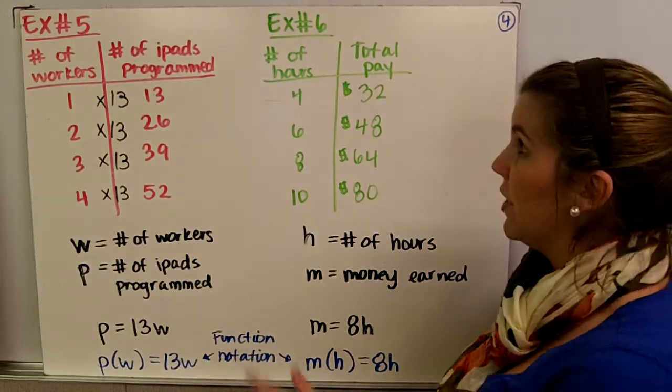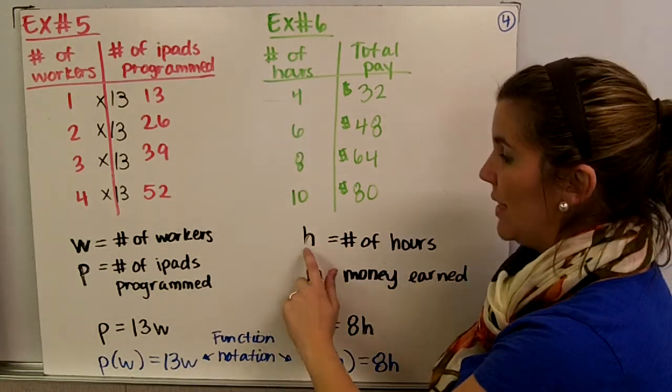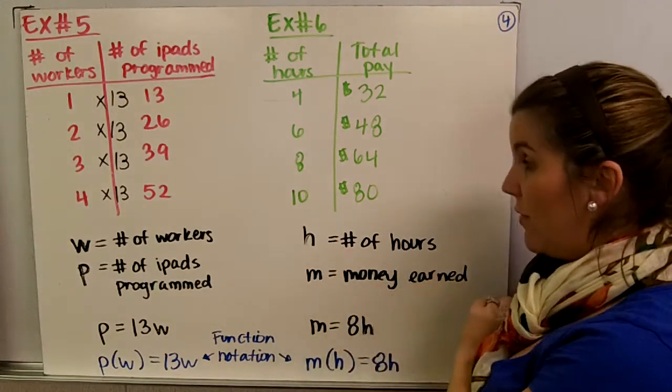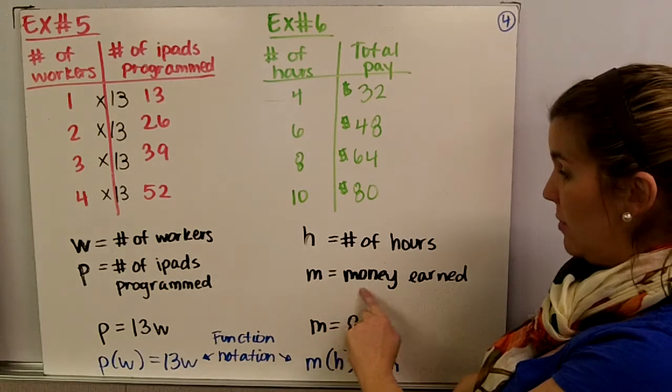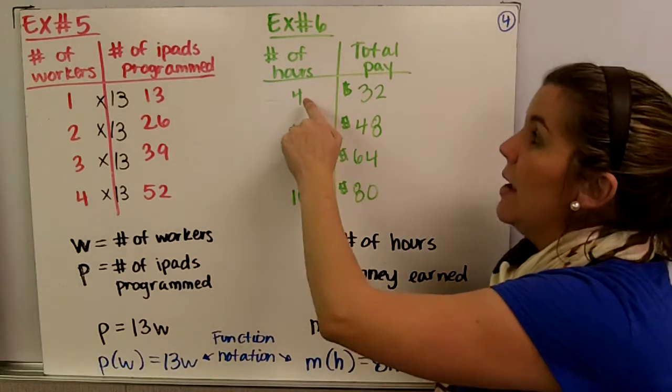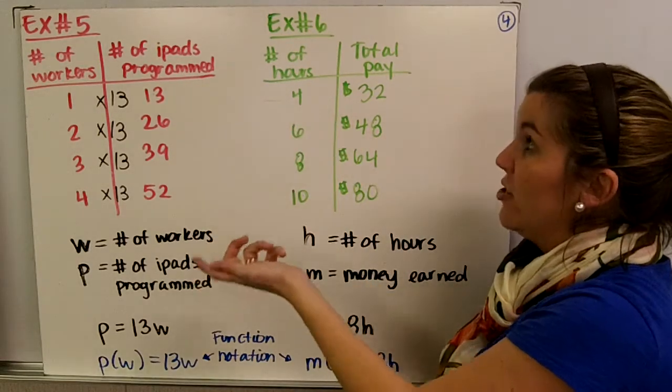So let's define some variables. Number of hours, so I called it H. H is the number of hours. Total pay, that's the money that you earn. So M equals money earned. How much are you making each hour?